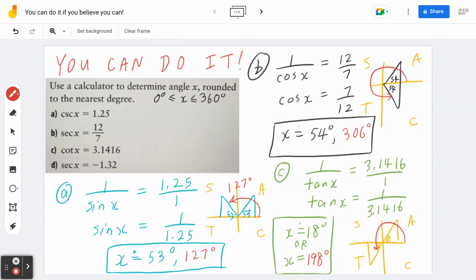Last but not least, I would like you to try part D. You can pause the video, and when you're done and you press play again, I'll be here.